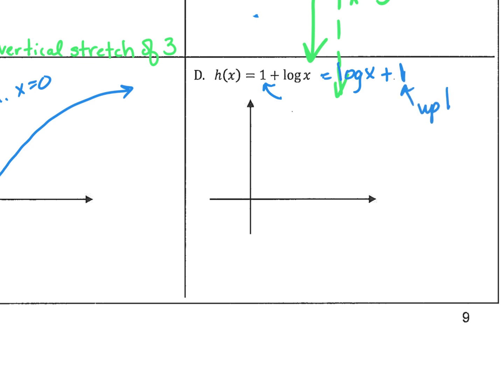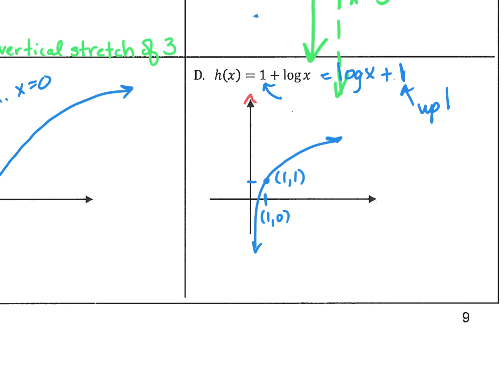Now normally this thing goes through 1, 0, doesn't it? But what are we saying? This has to go where? Up 1 from there. So if it's not at 1, 0, if we go up 1, where is it going to be? At 1, 1. So it's going to do this and then do this, isn't it? Where's my vertical asymptote going to be?